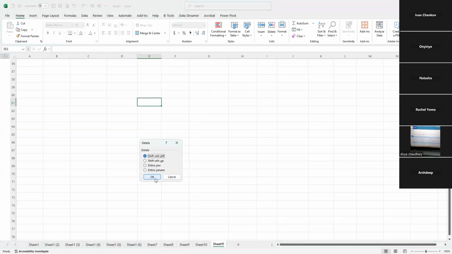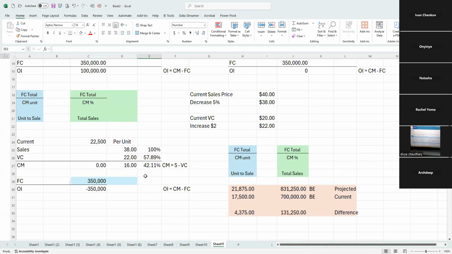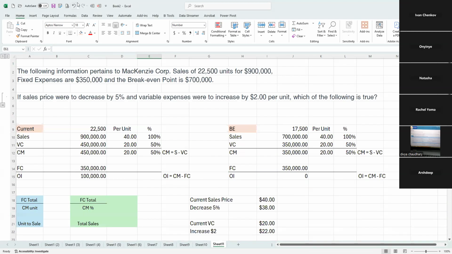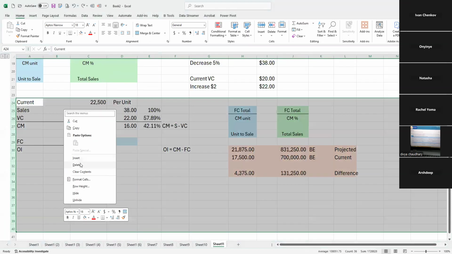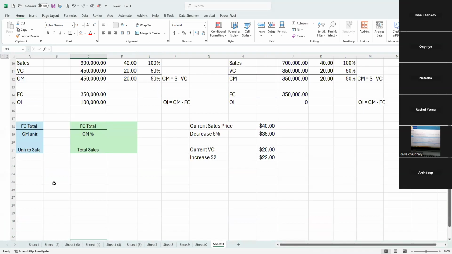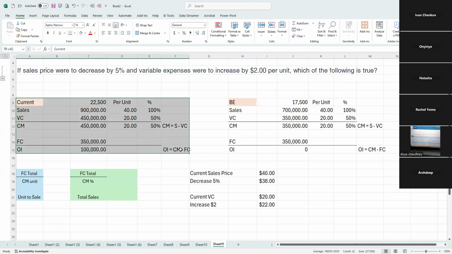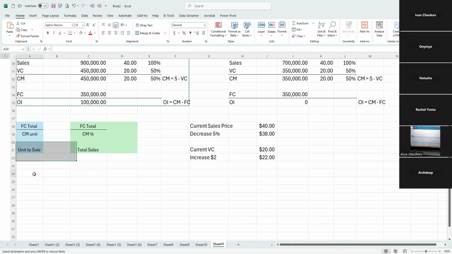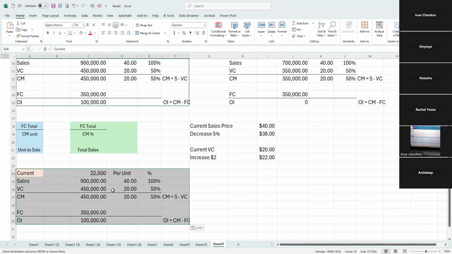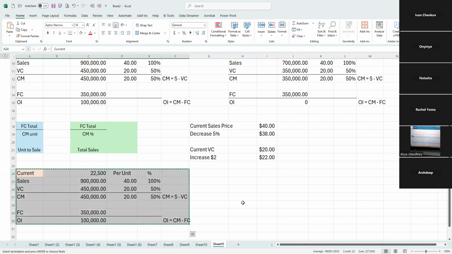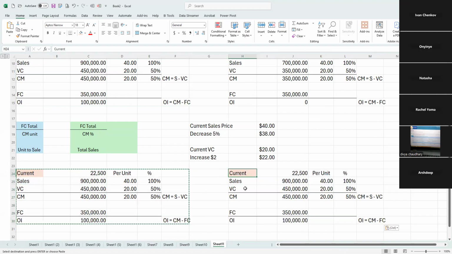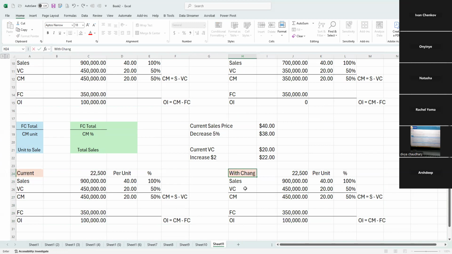Let's do it together. I did something that I shouldn't have done. Let me see where we were. We were here, right? Okay, so now this is my current situation. Correct? If I implement the changes, let's copy this and move it right here. With changes, what's going to happen?